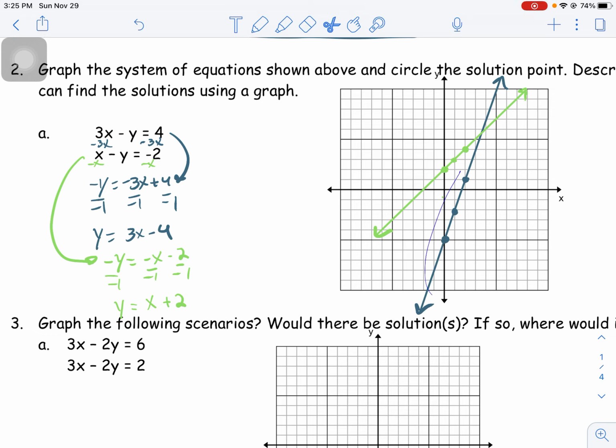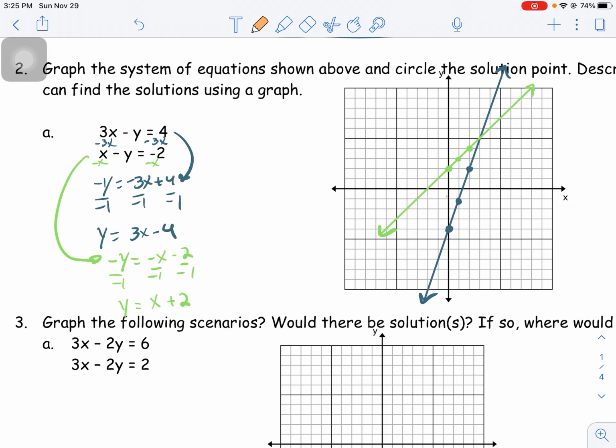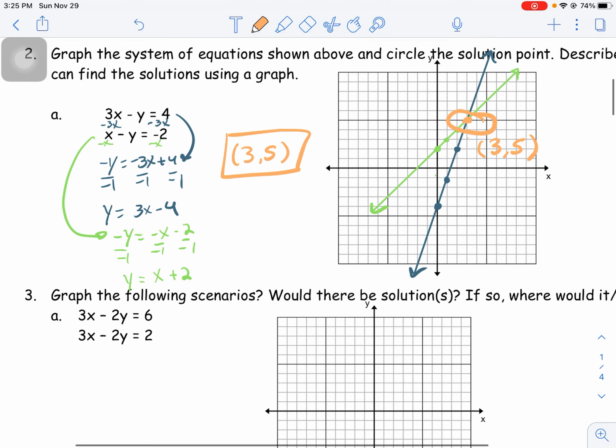I realized that my graph below here is not correct. I put it at 5, it's 4. So that's going to move that there. There we go. All right, now we should have the correct solution. So solutions to systems of equations occur at intersection points. So right there we have an intersection. 1, 2, 3, up 1, 2, 3, 4, 5. So this point is positive 3, positive 5. Okay, so then that would be our solution, (3, 5). We write them as points because that's what the solutions to systems of equations are. They're points. It's an x value and a y value.